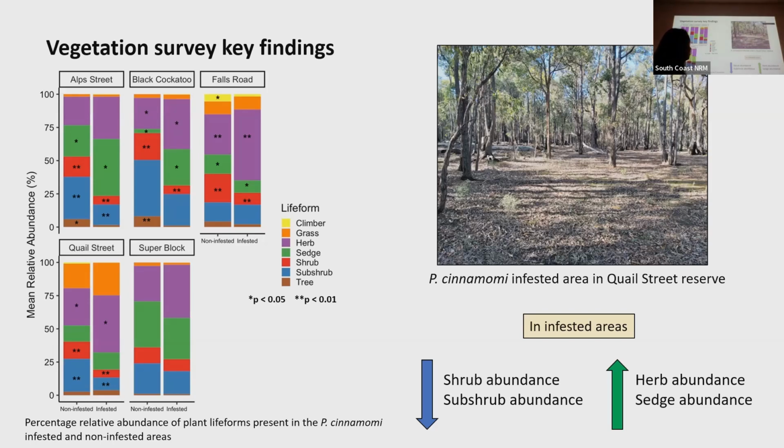So when we look at this picture, most of the reserves look like this. There's nothing present in the understory, but in some reserves, herbs and sedges have colonized there. So we have some species present there, but there are no shrubs or subshrubs. So there is a necessity to get back some shrubs in these areas to ensure ecosystem functioning.